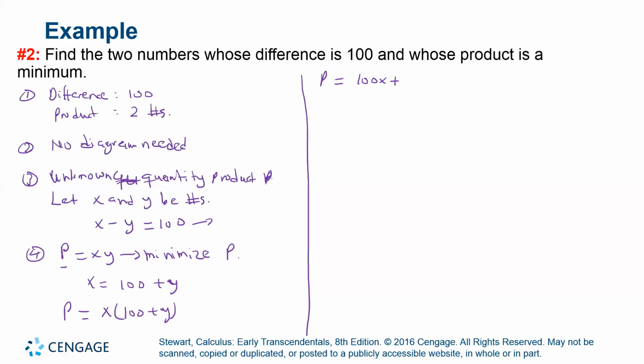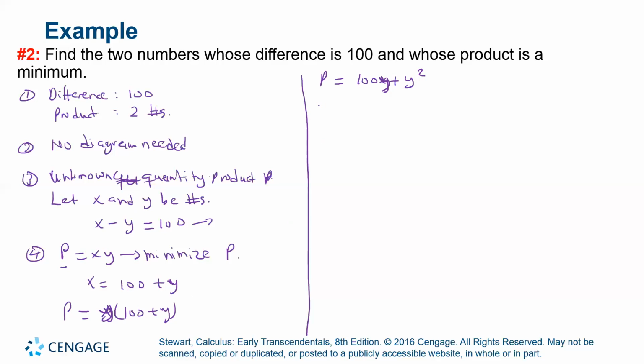So I got, sorry, it's supposed to be Y. Okay, Y times X, which is what? 100 plus Y. So then this is equal to what? 100Y plus what? Y squared. Okay, so you see that we have expressed the product P in terms of only Y, one of the quantities, the numbers X and Y.